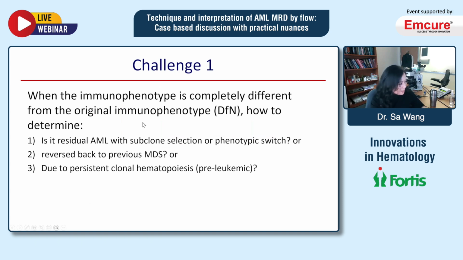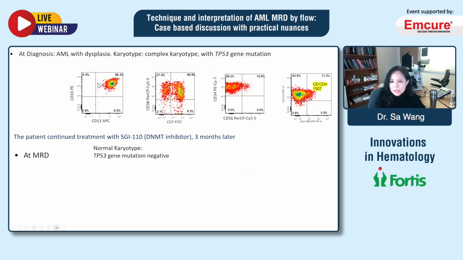So now I'm going to go over some cases. We said AML MRD remains challenging, but the challenge can be solved with solutions. First of all, the first challenge is when the immunophenotypes are completely different from the original leukemia. How do you determine if this is residual leukemia with subclone selection, phenotypic switch, reversion back to previous MDS, or persistent clonal hematopoiesis, right? This is the case at the time of diagnosis, very abnormal.